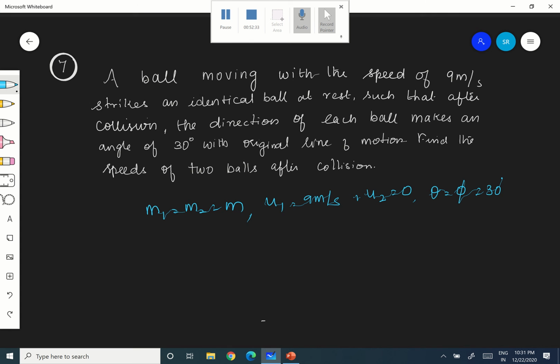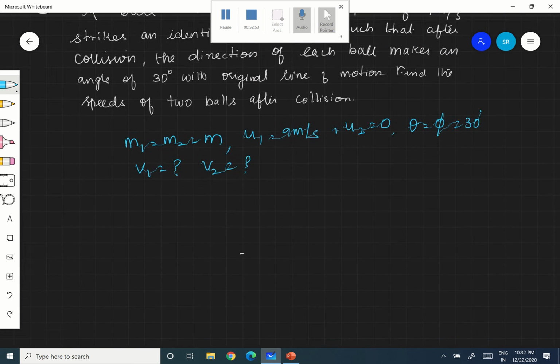The first ball and the second ball, with respect to the original direction, are each making an angle theta, that is 30 degrees. And you are asked to find out the speeds of the two balls after collision. Therefore, V1 is equal to what and V2 is equal to what. That's all. So these are all that is required now.